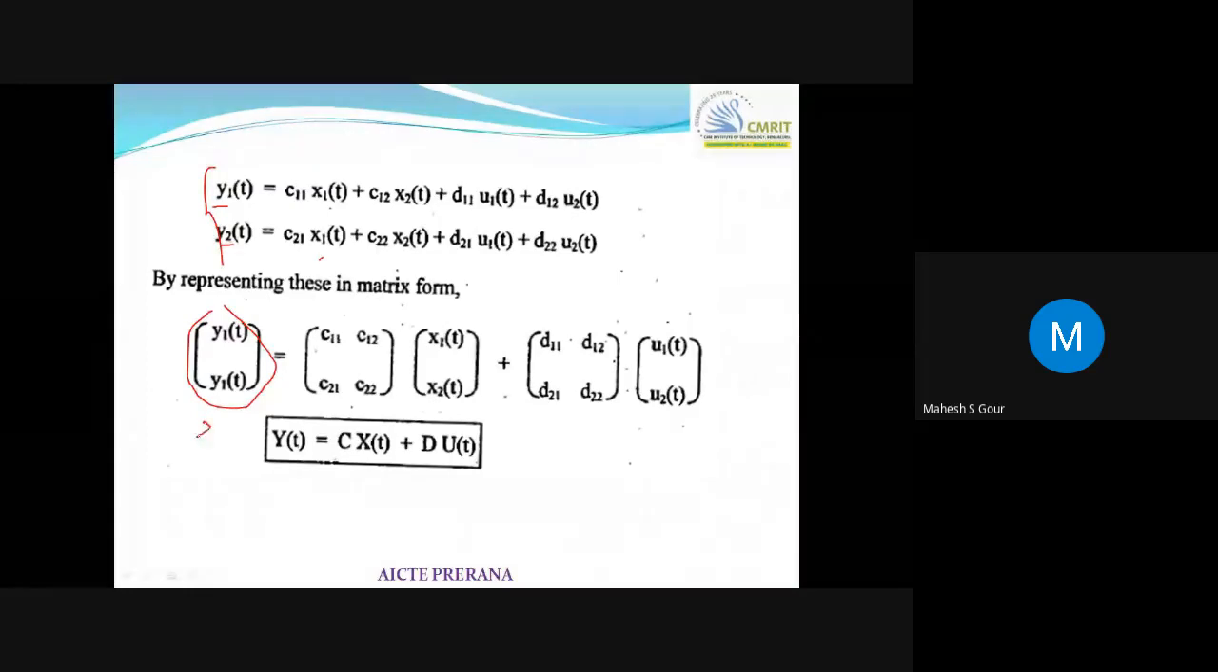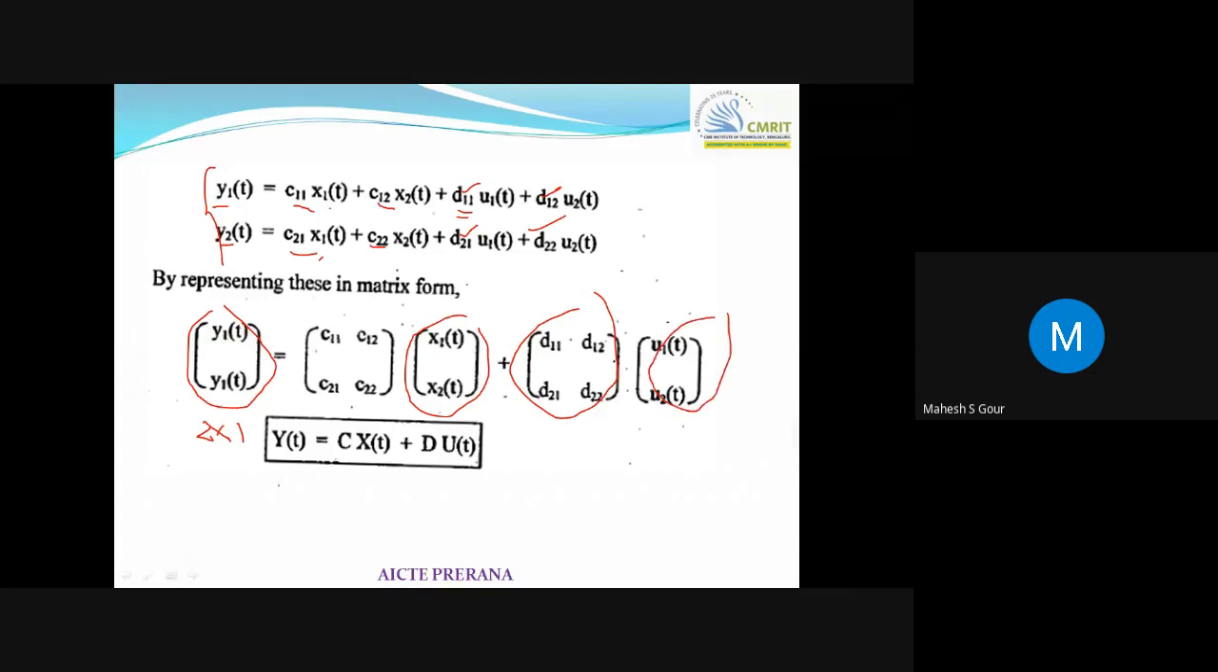So it is 2 cross 1, and here all the constants with the initial conditions C11, C12, C21, and C22 are written as one matrix with initial conditions x1 and x2, plus one more matrix with respect to inputs D11, D12, D21, and D22. So this is my D matrix with inputs as U1 and U2. So finally, you will be getting an equation like this. Okay, y of t. This is in time domain, not in Laplace.